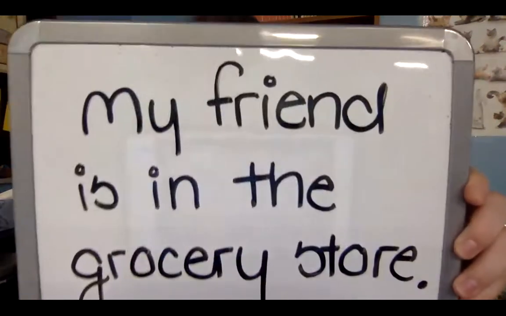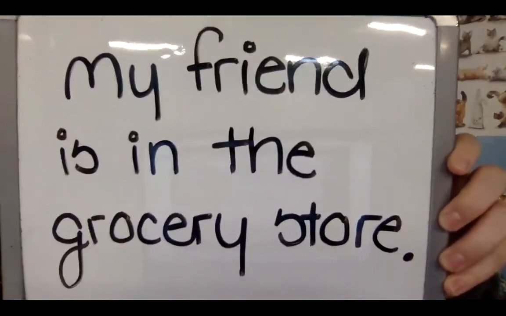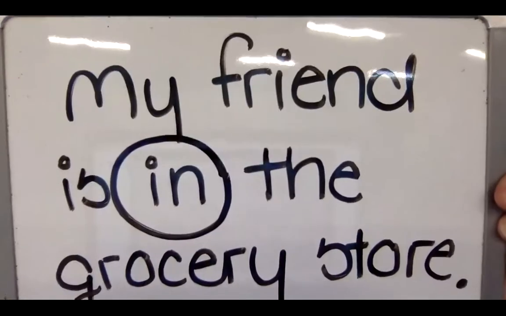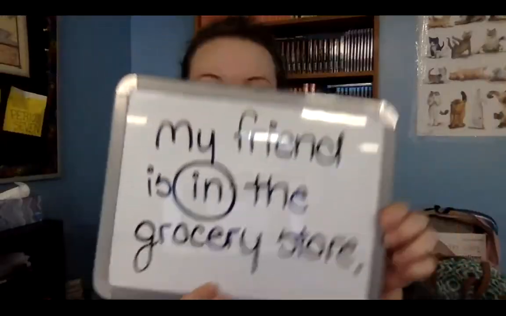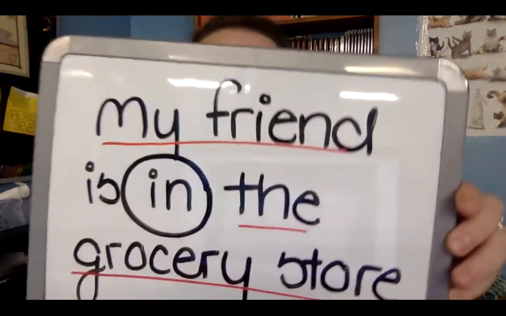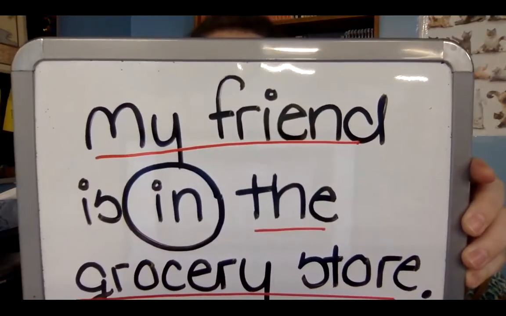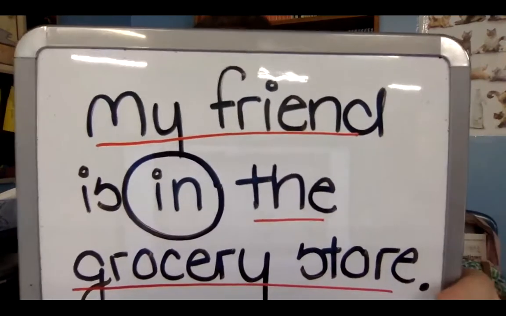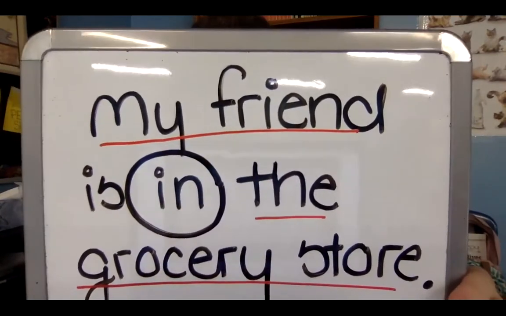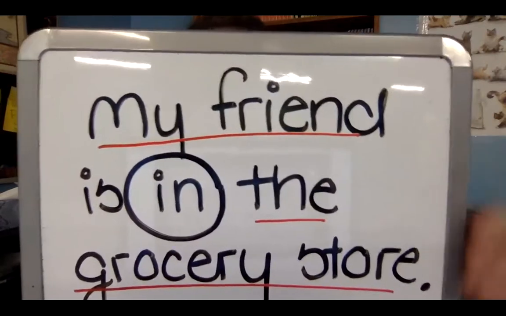So here's an example of what this might look like. Here's an example sentence. My friend is in the grocery store. So my preposition in this sentence would be in. I have it circled here. In. And you might remember that's one of the most common prepositions that you'll see. Now, the two words or phrases that the preposition is connecting together are my friend, that is the noun or pronoun, noun in this case, and the grocery store. The preposition is explaining the relationship between those two things.